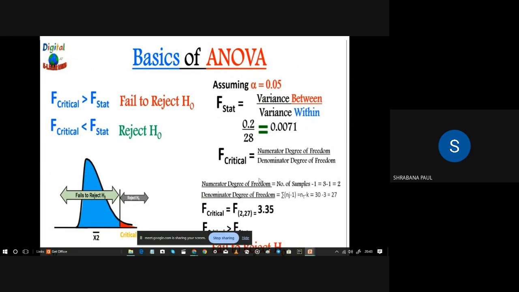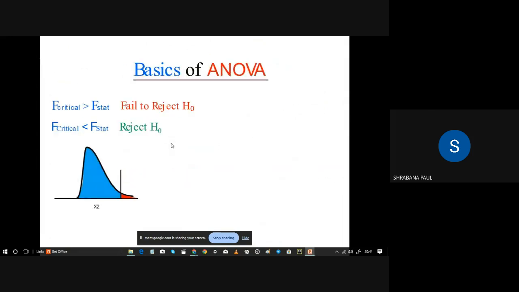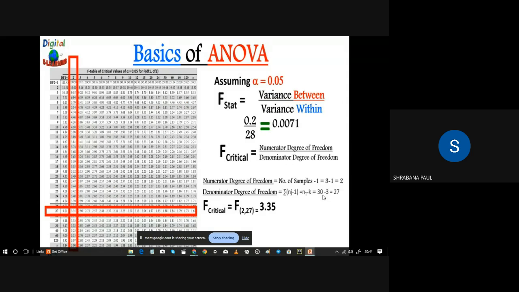How is F critical calculated? It uses the number of samples. We already have three samples: method A, method B, and method C. That is 3 minus 1, the number of samples minus 1, goes in the numerator part, and for the denominator part we see that there are 30 observations, 10, 10, 10 for each, minus the number of samples, that is 3. So 30 minus 3 is 27. So F critical is 2 comma 27. For df1 we will locate column number 2, and for df2 we will look at column number 27. Here you will get an F table.